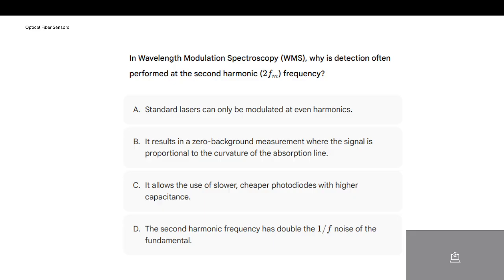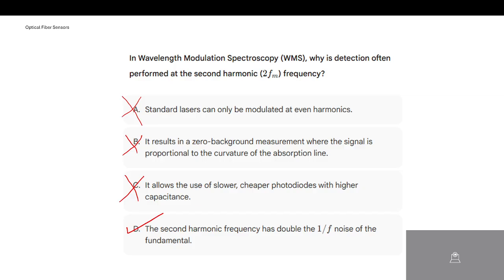So the first option is not correct here. Even harmonics is not related to this, because second harmonic can be sum frequency generation and difference frequency generation also. Then option B, that is also not correct. So option C also not correct. So the correct answer is option D.